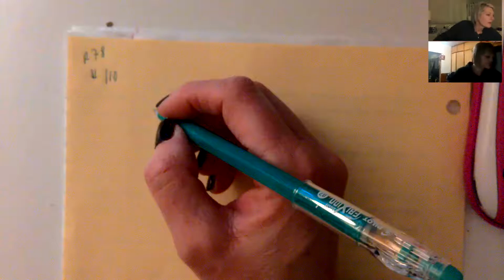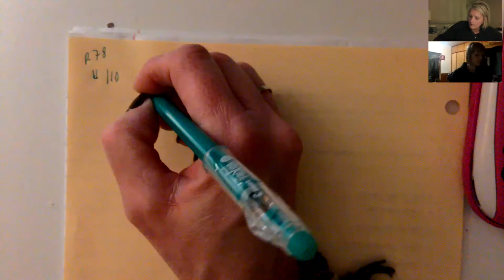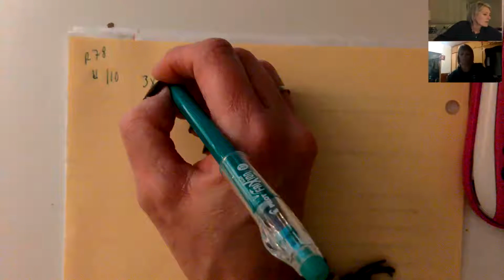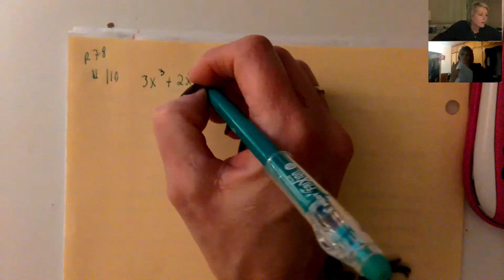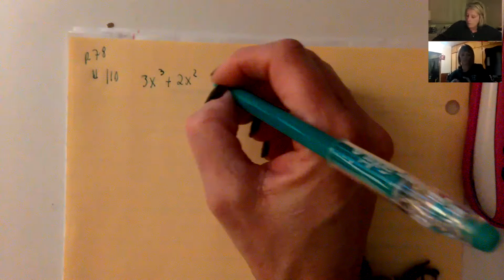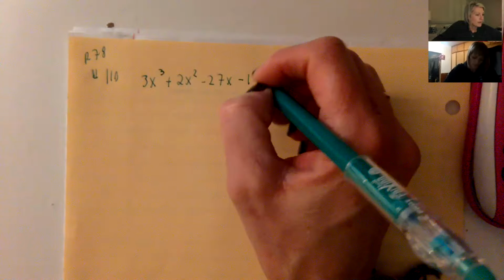Problem 110, and it's on page 78. If you want to turn there, it's a grouping. So 3x cubed plus 2x squared minus 27x minus 18.